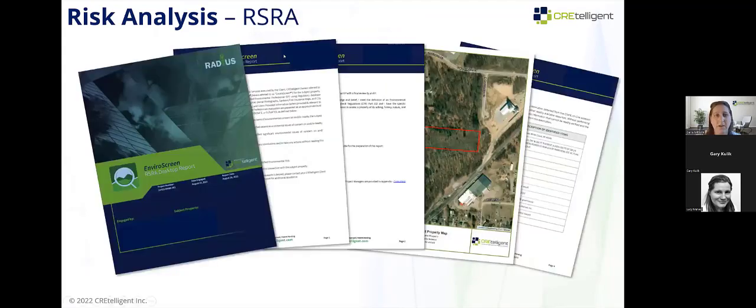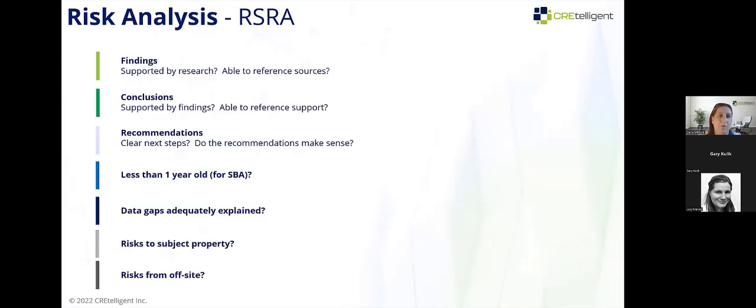The RSRA, and you're going to start to see some common themes now in the approach to evaluating your risk. When you get to your RSRA, this is one of those printed reports, a desktop report, and it involves an opinion. Look at your findings. Are the findings in the report supported by research? Are they able to reference the sources? Or are there claims made without credible references?